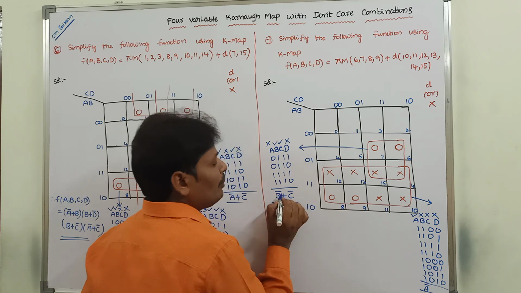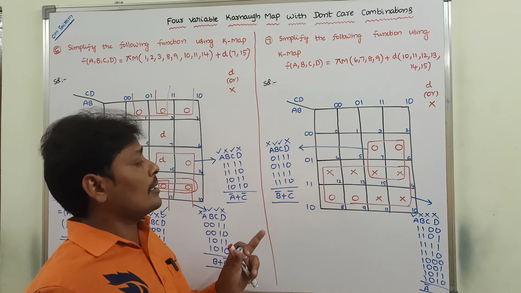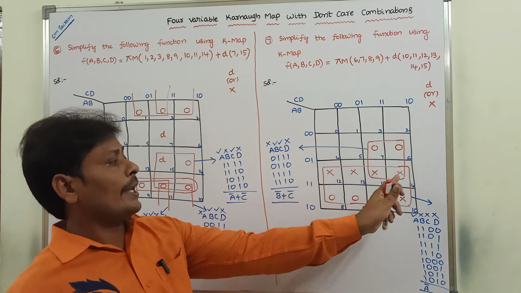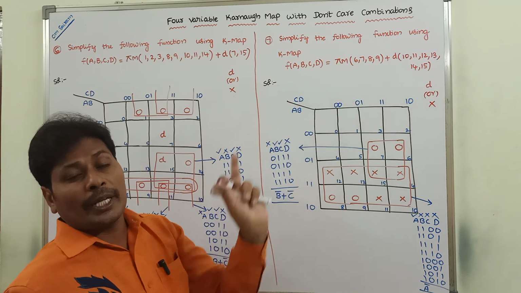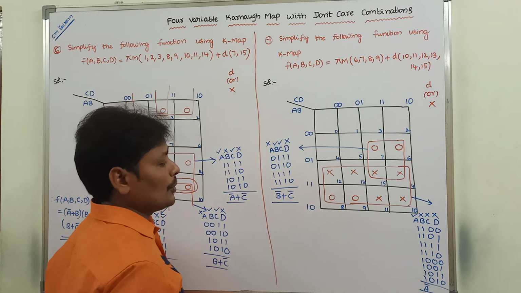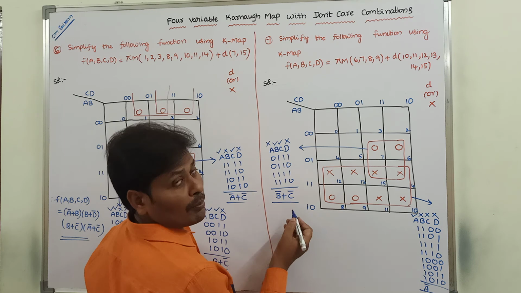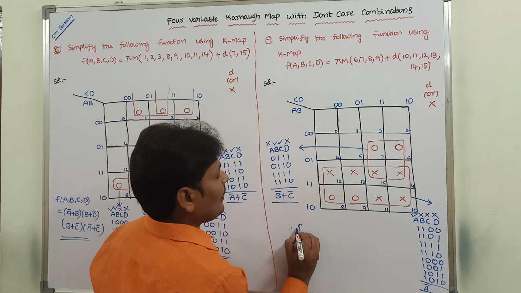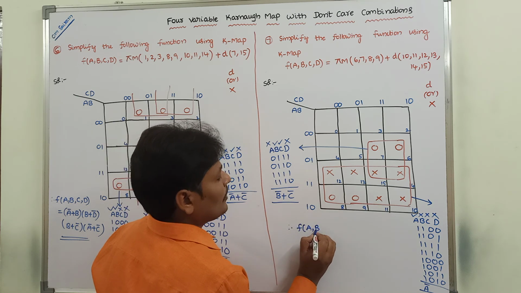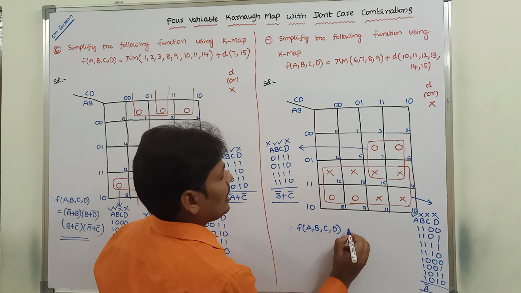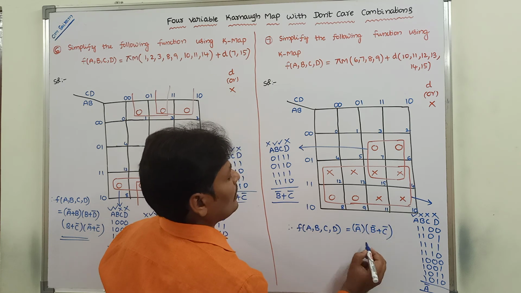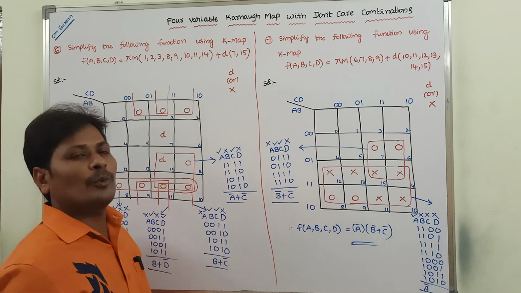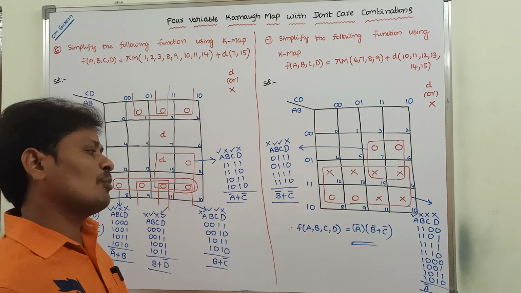In between them we have to write plus, because after simplifying this one we are getting a sum term, since in the given problem product of max terms is given. So the expression we are getting is B bar plus C bar. After simplifying the given Boolean function, what is the minimal expression we are getting? A bar and B bar plus C bar. So this is the expression we are getting after simplifying this Boolean function.